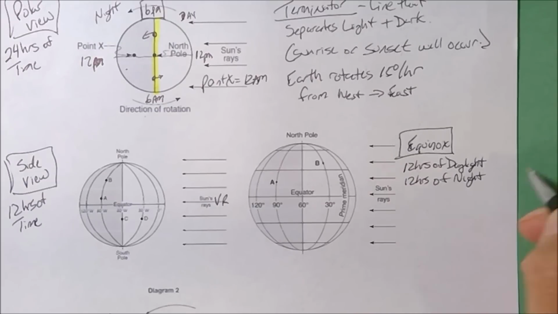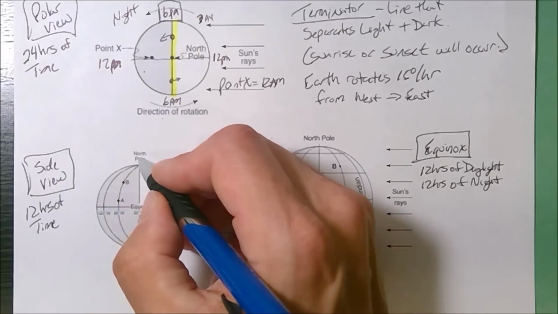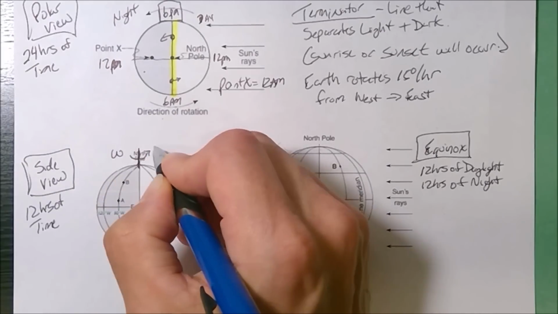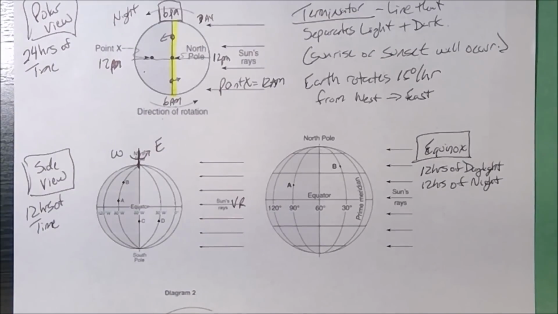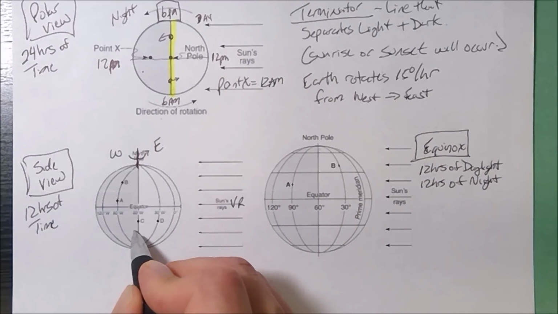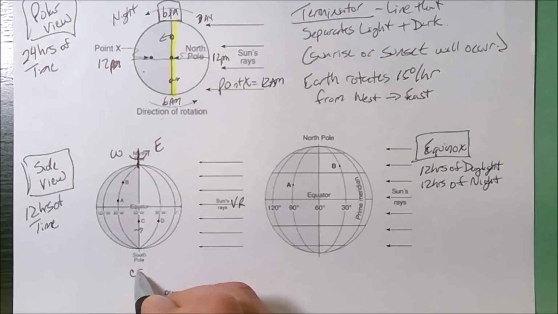It's spring and fall, okay? It's the days we get equal daylight, equal nighttime. Sunrise is at 6 a.m., sunset is at 6 p.m. Now, for both of these models, they didn't put in the rotation. So west to east is turning like this. Point C is on the Terminator, but it would be turning into the light. So on this one, C is equal to 6 a.m.